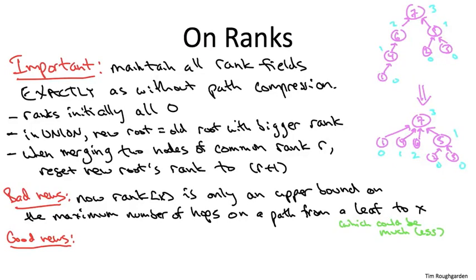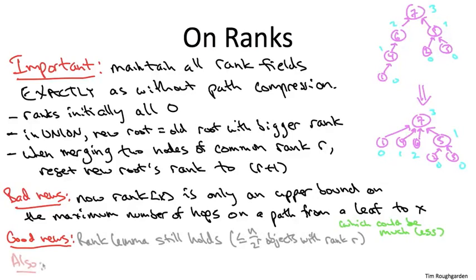compression. So in particular, remember the rank lemma that we proved in the last video. That says there's at most n over 2 to the r objects of rank r. That was true without path compression. It's going to be true with path compression, and we're going to use it in the forthcoming analysis.